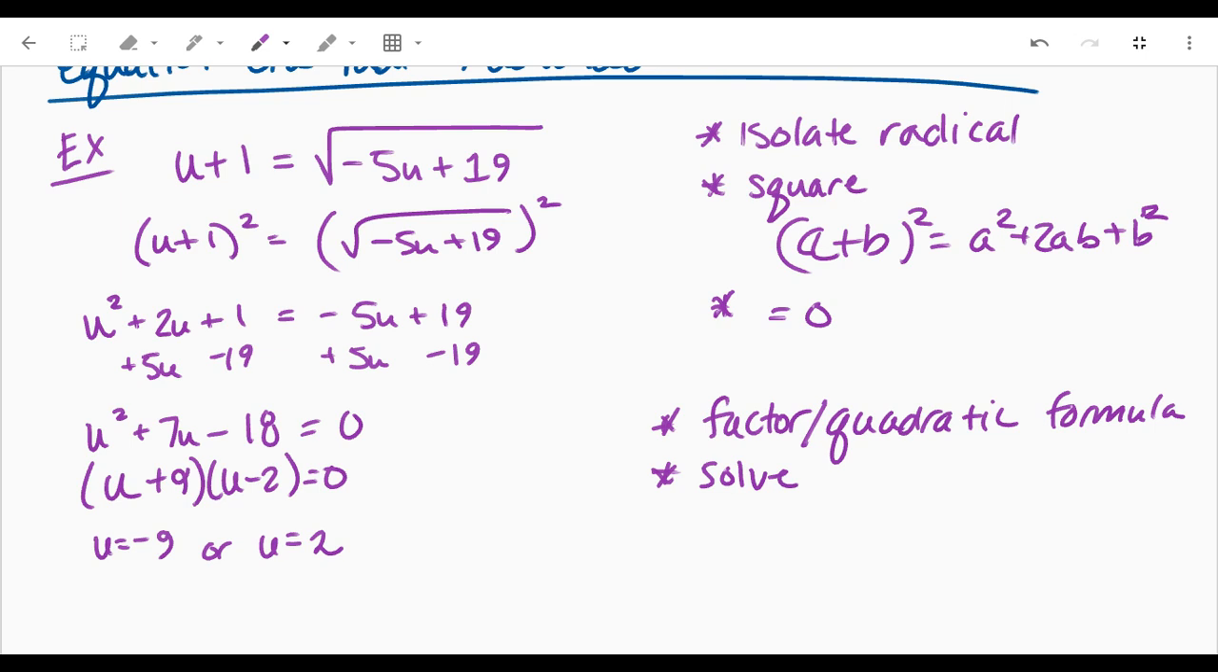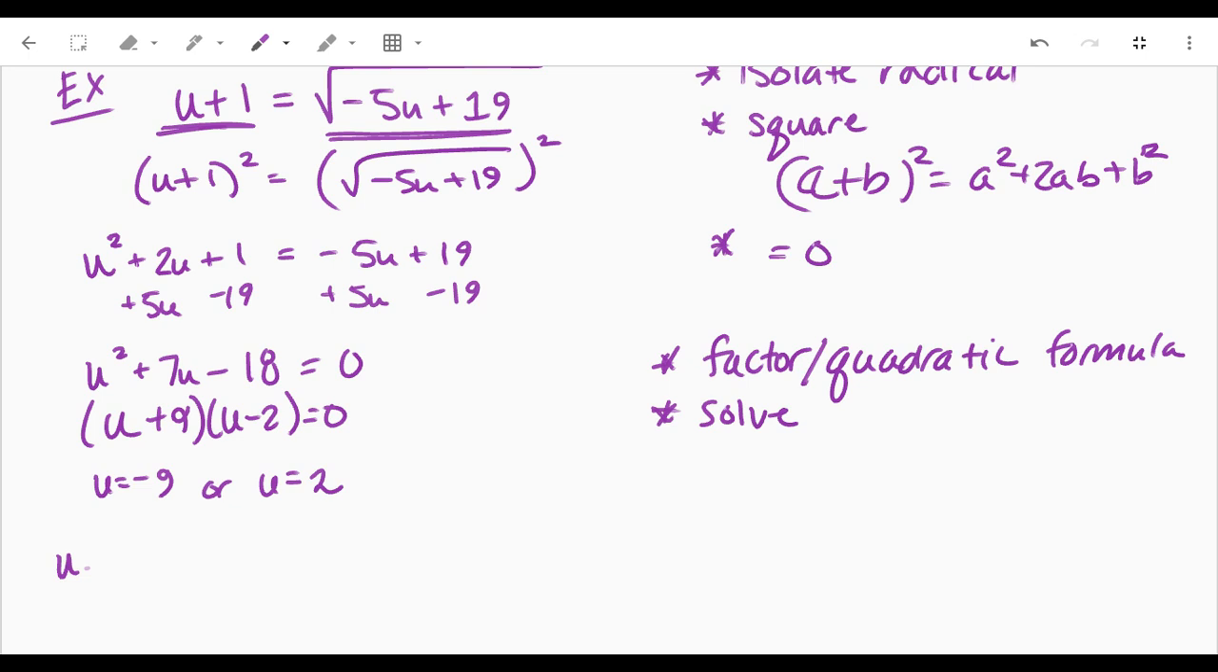And then we need to check our answers. There is a possibility that there's an answer that doesn't work. So we're going to plug it back in. And in general here, that's going to be when it would result in us trying to square root a negative. So if we look at the left-hand side of our equation, that'll be okay. You know, we can have negative 9 plus 1, or we can have 2 plus 1. It's the right-hand side, whereas if they're asking us to square root a negative, that's when the answer won't work.